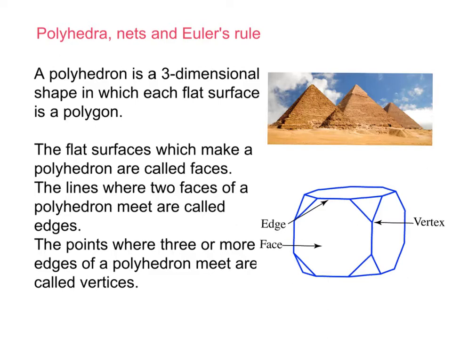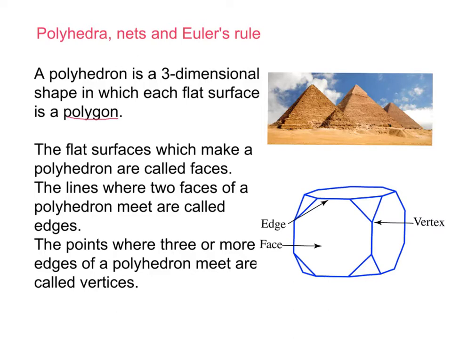A polyhedron is a three-dimensional shape in which each flat surface is a polygon. Hence the name, guys, polyhedron. It sounds like polygon. So we've looked at polygons, and polygons are flat. We've been looking at flat shapes. Now we're looking at polyhedron, and they're 3D or three-dimensional.